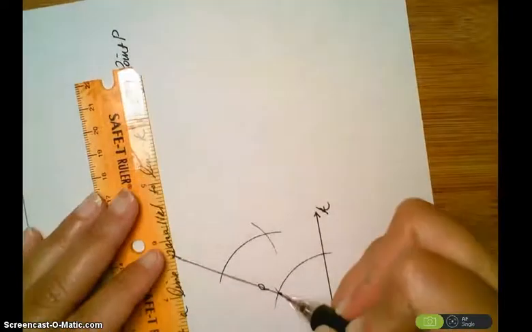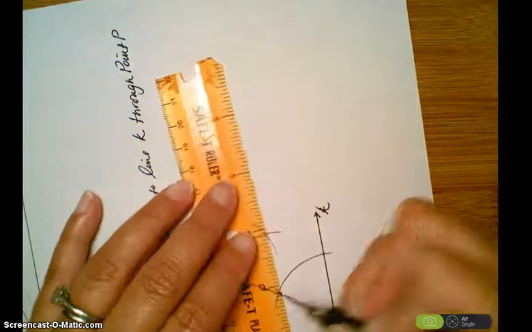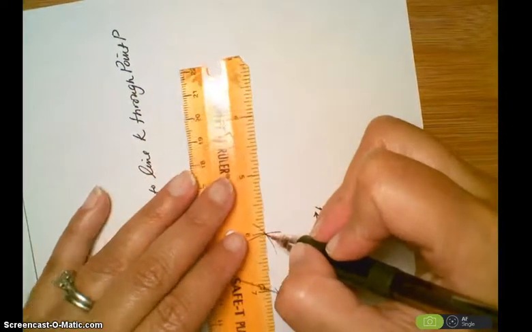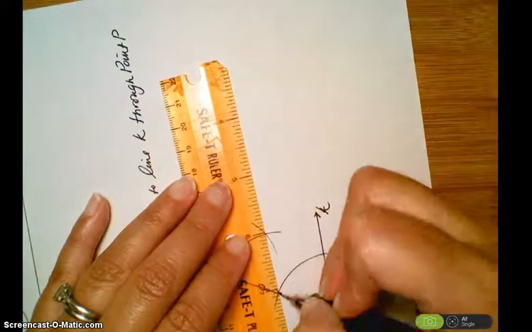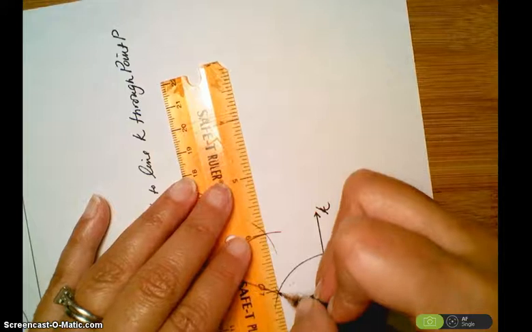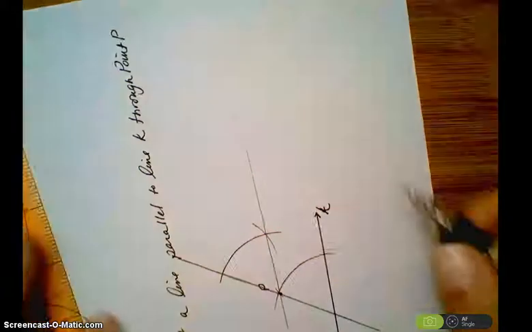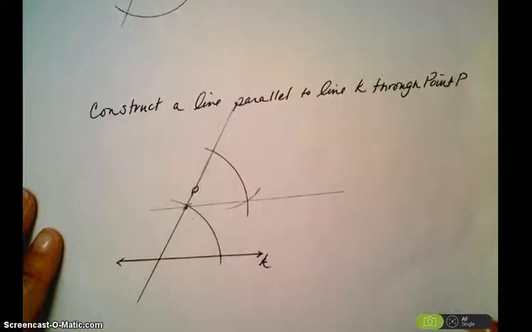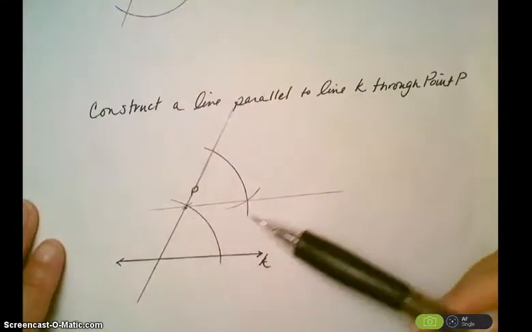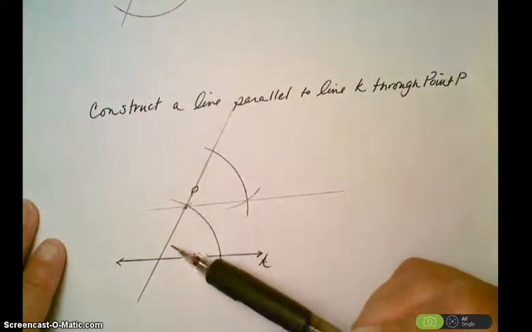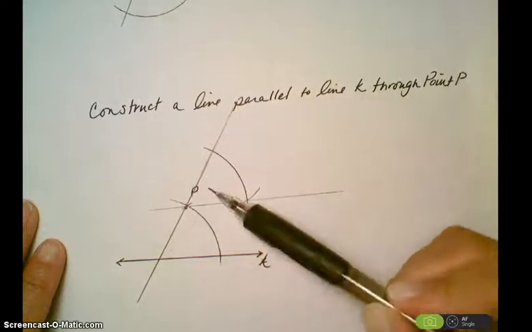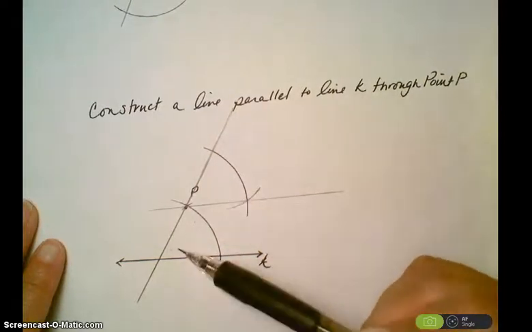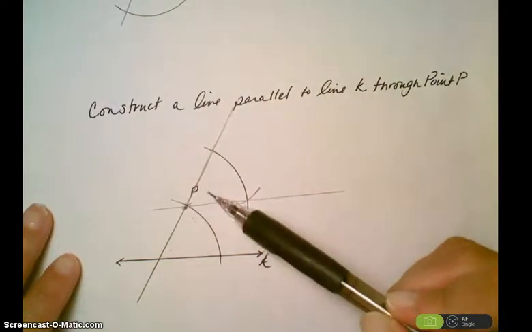I then take my straight edge, I line up point P with that point. And I think we're going to be off kilter because my first mark was off kilter. Let's check it out. Not too bad, but definitely not quite parallel. Again, notice I constructed a pair of corresponding angles that are congruent, and therefore these lines are parallel.